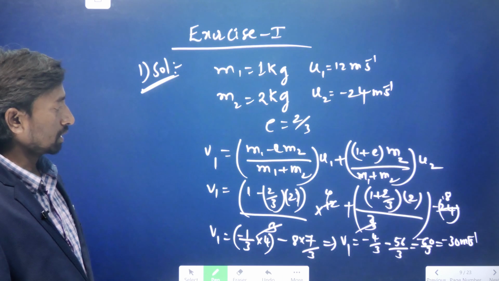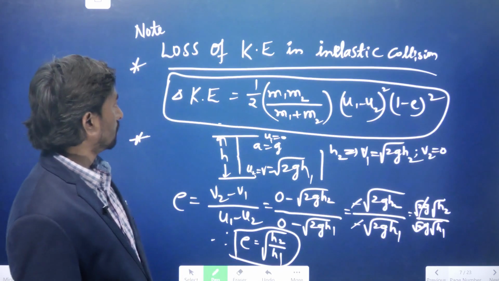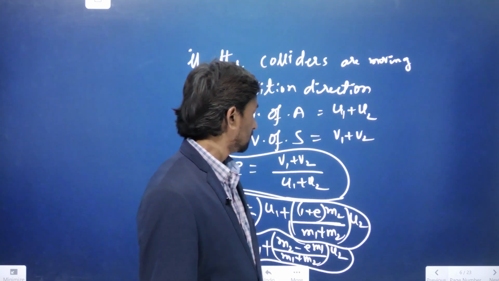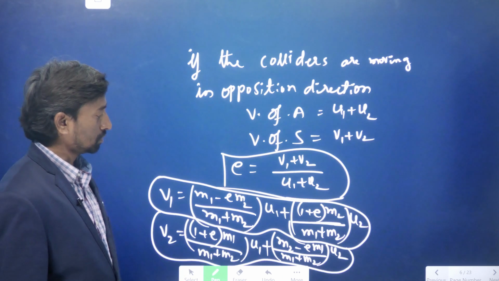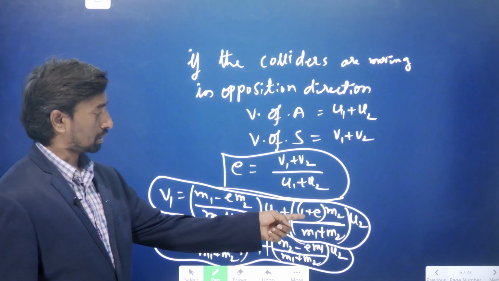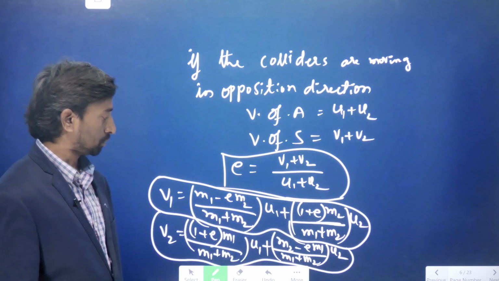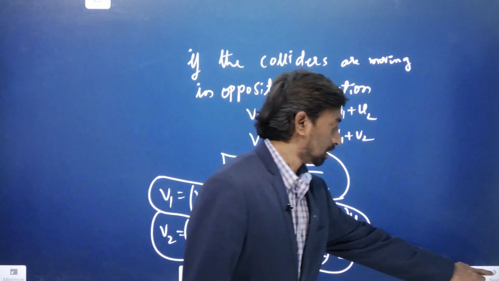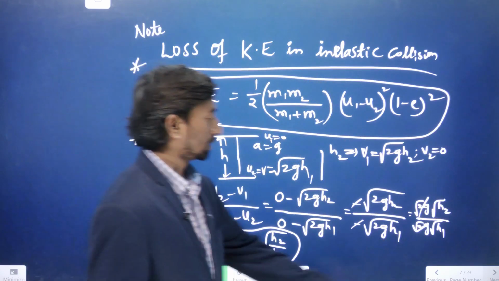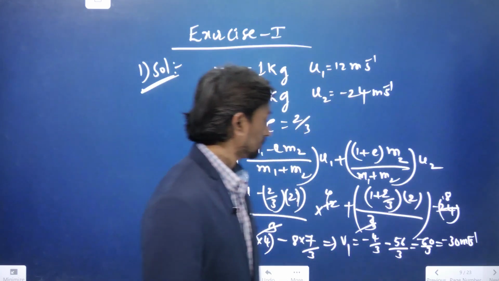Okay, so that is the equation we got now. See here: m1 minus e m2 divided by m1 plus m2 into u1, plus 1 plus e into m2 divided by m1 plus m2 into u2. This formula only we have taken now. So we will get the answer, and by using that we can find it out.